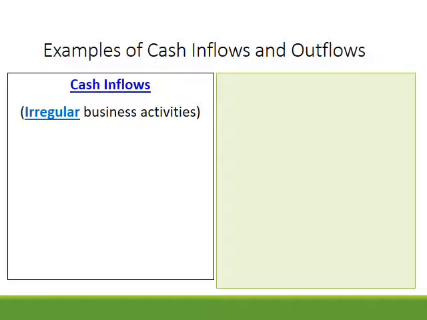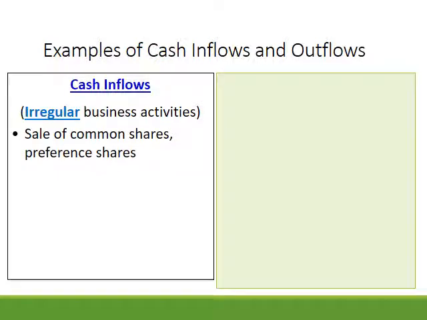Next, we look at irregular business activities. That means this type of activities are not so common. Not that it's not normal, it's not wrong, but it's not so common. One, sales of common shares and preference shares. This is probably rarely, once in a while. Then they will issue, they sell common shares or preference shares. When the company needs more money, they sometimes will issue more shares. Next, sales of bonds.